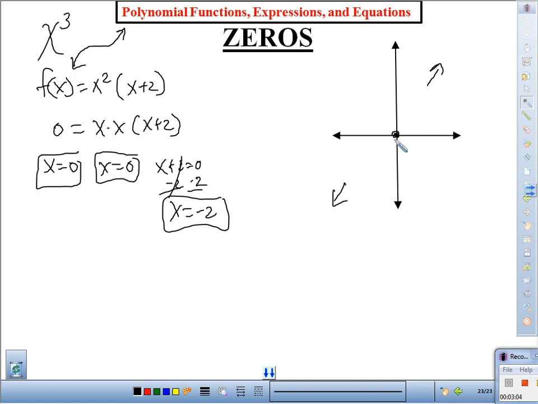Another 0. I'm going to make it bigger so I know that's a double one. And my other one is what? Negative 2. All right, so here we go. Go through that. This one, do I go through it? No, I barely touch it. And I come back up, and there it is.